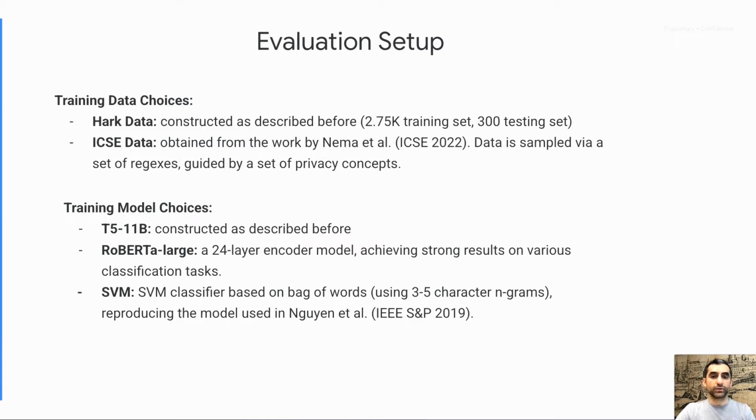First, we wanted to show the importance of better data sampling, so we compare models trained on our own data versus those trained on what we call the ICSI data, which is data sampled via regular expressions guided by a set of privacy concepts and created by Nima et al. We also investigate the model choice. In addition to the T5 11 billion model, we evaluate the RoBERTa large model that is smaller than the T5 11B model, but still has been achieving strong results on various classification tasks. We additionally compare against an SVM model based on a bag of words in an attempt to reproduce the model used in a previous work.